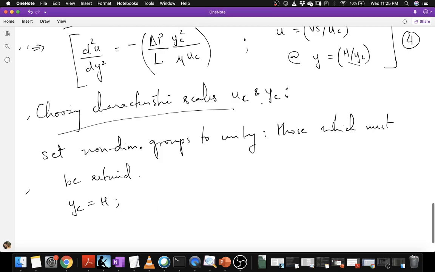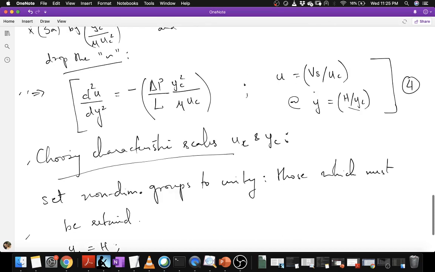Alright, and then how do we choose the velocity scale? So this is now the crucial part. We can either say that the velocity scale is given by Vs, in which case uc is Vs and the velocity is 1 at the wall. This would be equivalent to saying that the flow is being driven by the electro-osmotic velocity, so that its magnitude should be Vs.